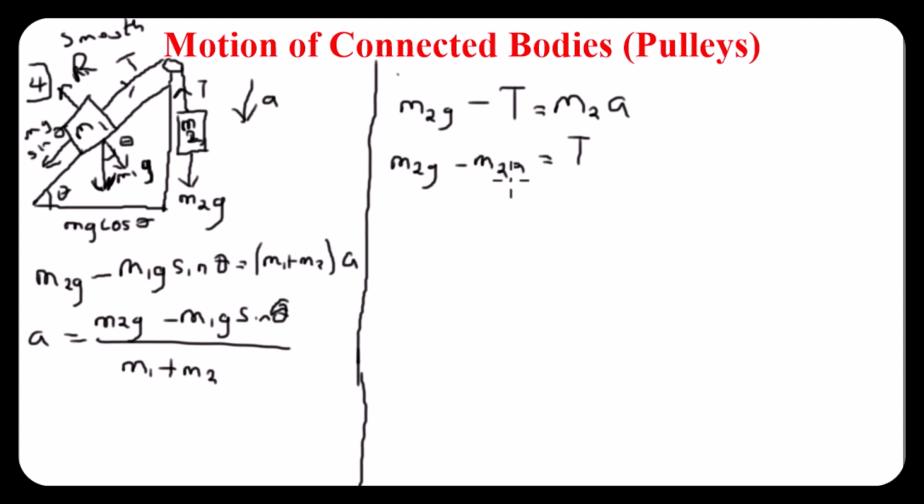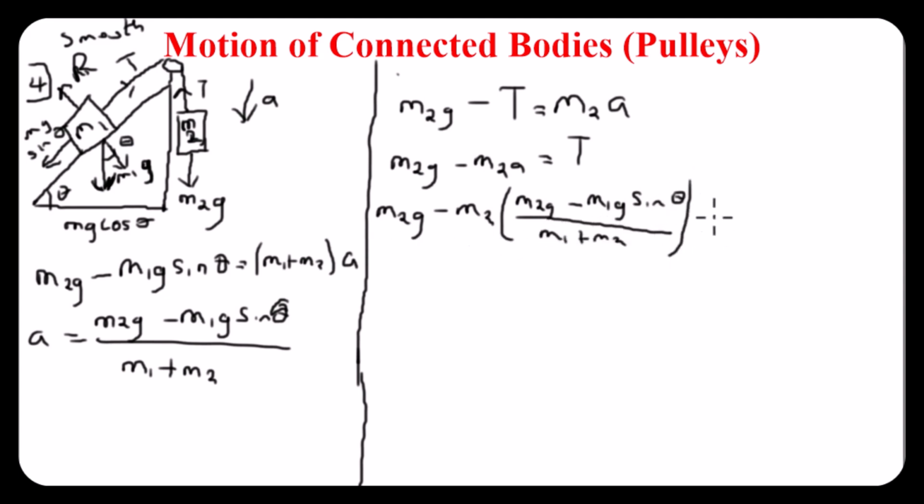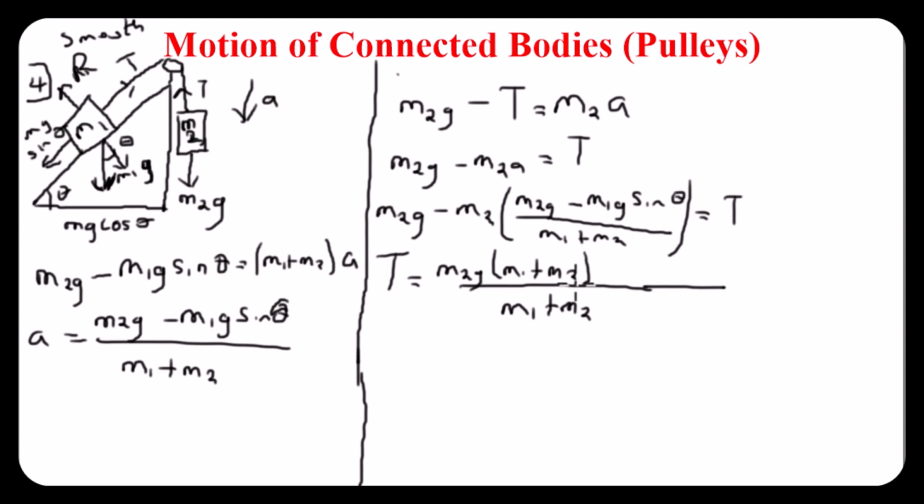Since we've derived an expression for the acceleration in this system, then we can say m2g minus m2 in the bracket of m2g minus m1g sine theta, everything divided by m1 plus m2. Now, simplifying this expression, we would have the tension equal to, the LCM of both denominators being m1 plus m2, m2g in the bracket of m1 plus m2 minus m2 in the bracket of m2g minus m1g sine theta, close the bracket.